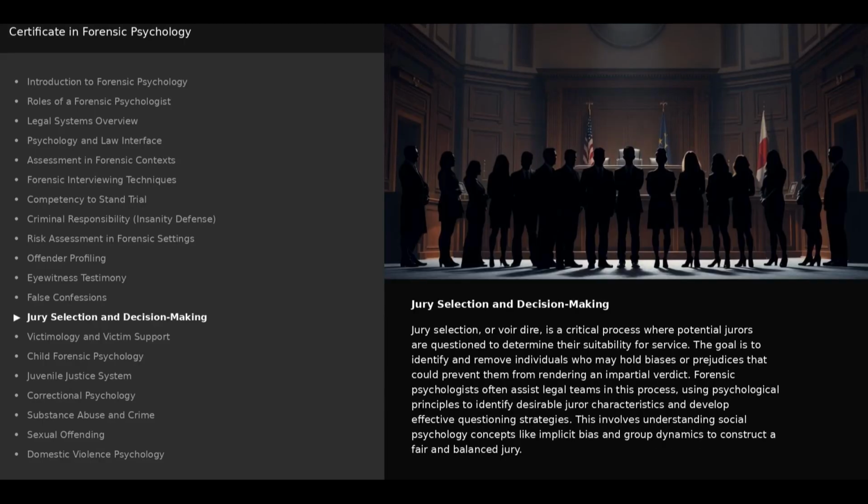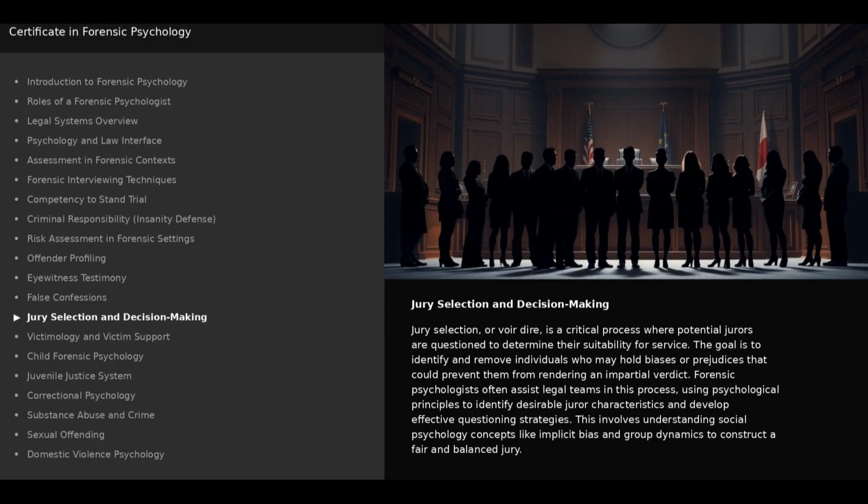Jury selection and decision-making. Jury selection, or voir dire, is a critical process where potential jurors are questioned to determine their suitability for service. The goal is to identify and remove individuals who may hold biases or prejudices that could prevent them from rendering an impartial verdict. Forensic psychologists often assist legal teams in this process, using psychological principles to identify desirable juror characteristics and develop effective questioning strategies. This involves understanding social psychology concepts like implicit bias and group dynamics to construct a fair and balanced jury.